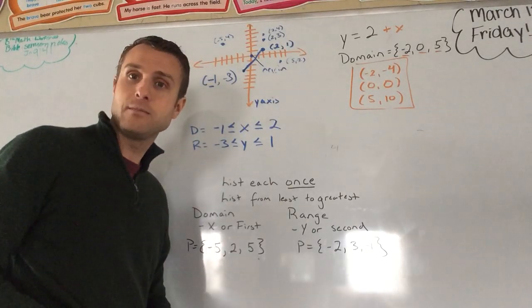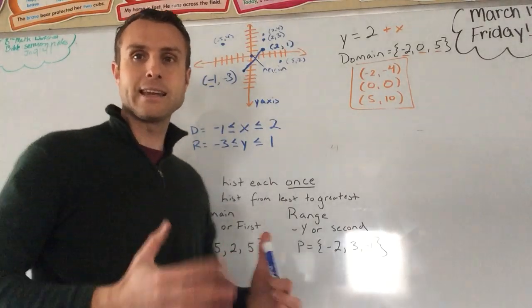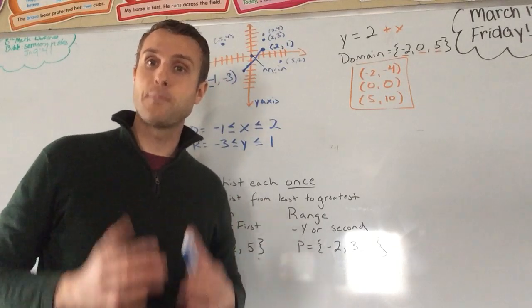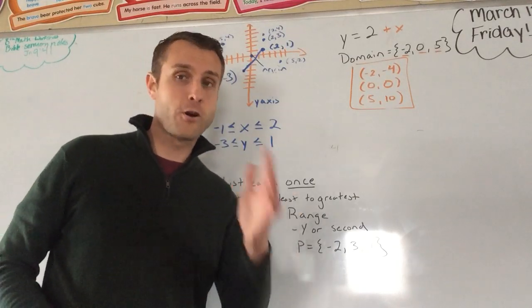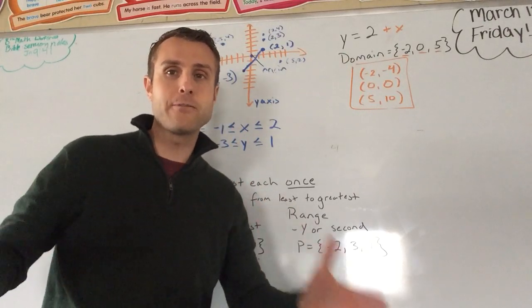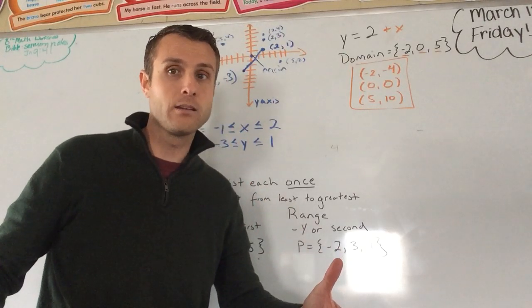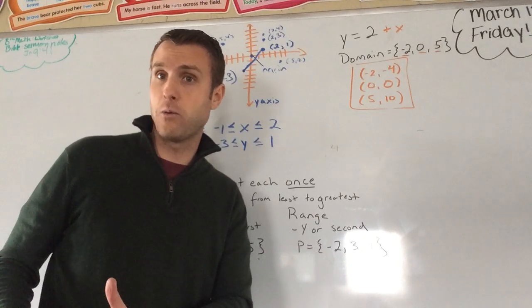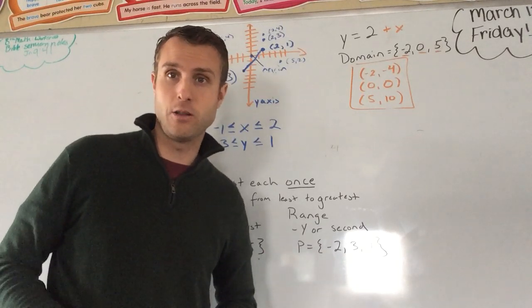So a relation, to recap, is any set of ordered pairs. The first number, which is my x, when I take all of my first numbers, we call that the domain. The second number, which is my y, all of those second numbers we call the range.